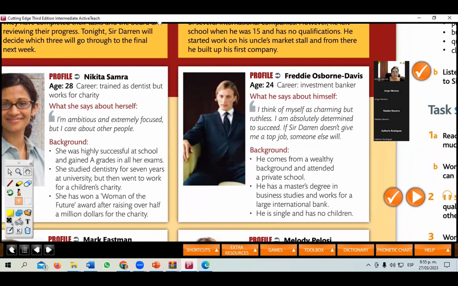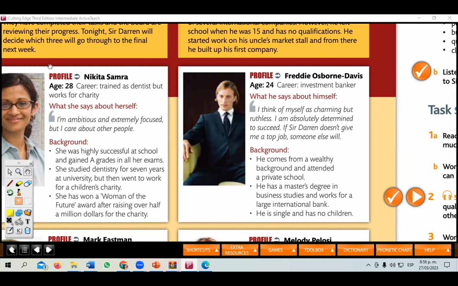All right, now the second profile, Diego. Freddie Osborne Davis. Freddie Osborne Davis, age 24, career investment banker. What he says about himself: I think of myself as charming but ruthless. I am absolutely determined to succeed. If Sir Darren doesn't give me a top job, someone else will.